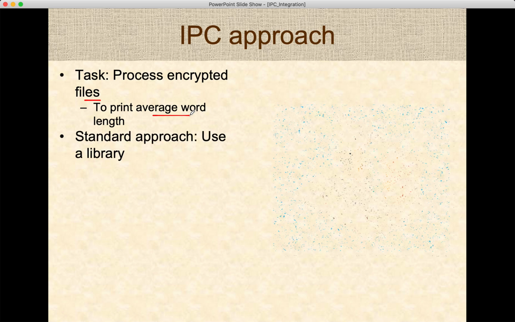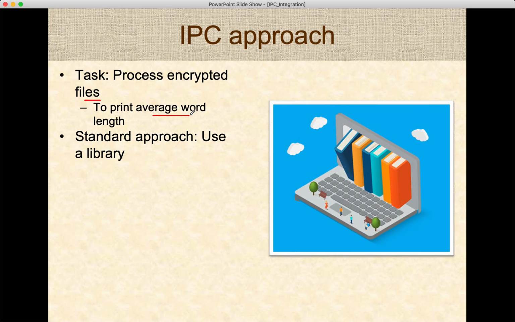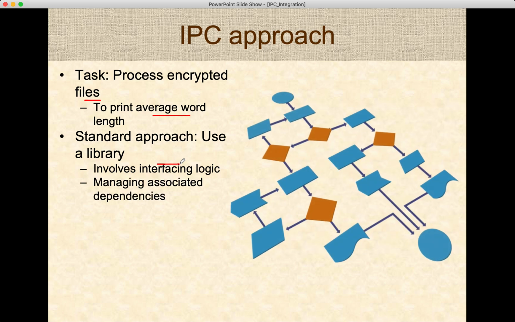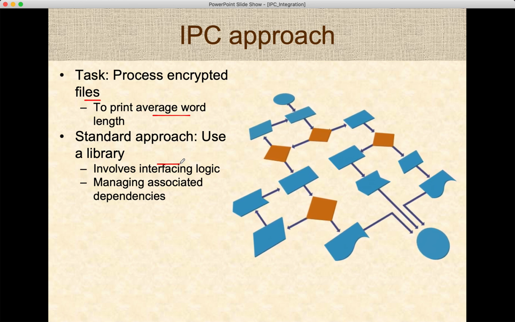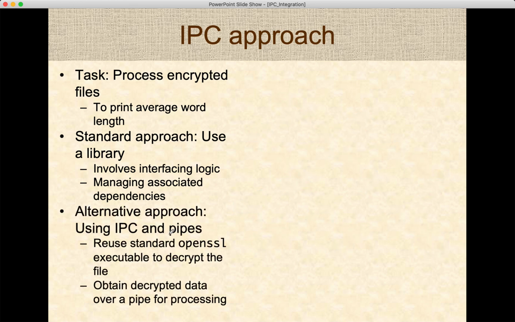And of course, in order to decrypt the file, we can use a standard approach, which is to use a library. This is a very commonly used approach. So when you use a library, you now have to deal with some interfacing logic. Each library might have a specific way you may have to work with it. And of course, when you pull in libraries, you add more dependencies to your software system, and that can make your overall software solution a lot more complex than what we started with. An alternative approach is to use inter-process communication and pipes.